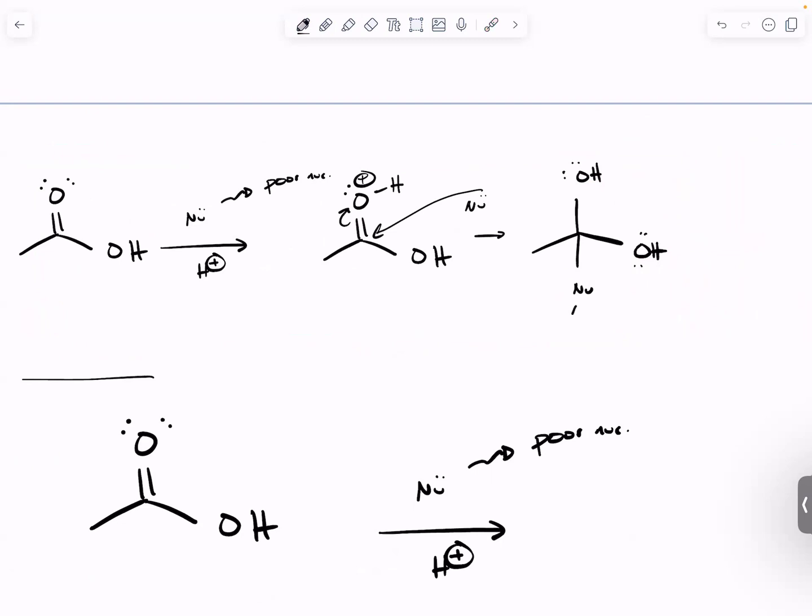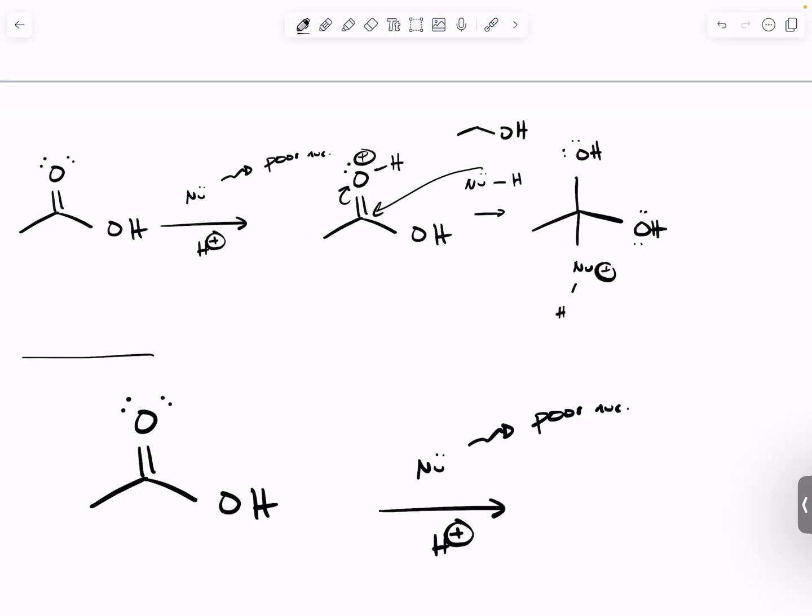Now, this nucleophile probably came in with a proton attached to it, right? Like, for example, I'll just throw in an ethanol. And so when that came in, your oxygen is going to be fully positive. And then, like I said, there's three O's there. And so what we need to do is take one of these guys and try to make a better leaving group.